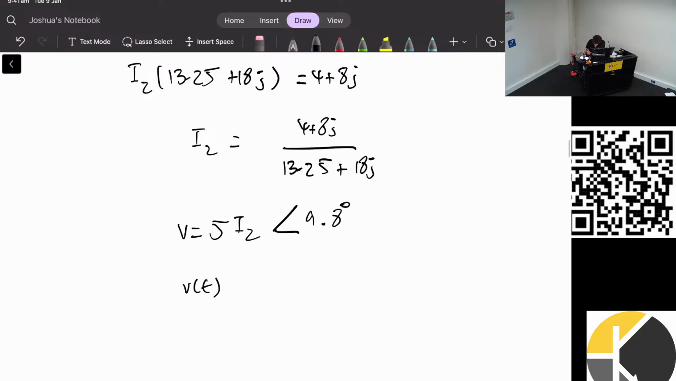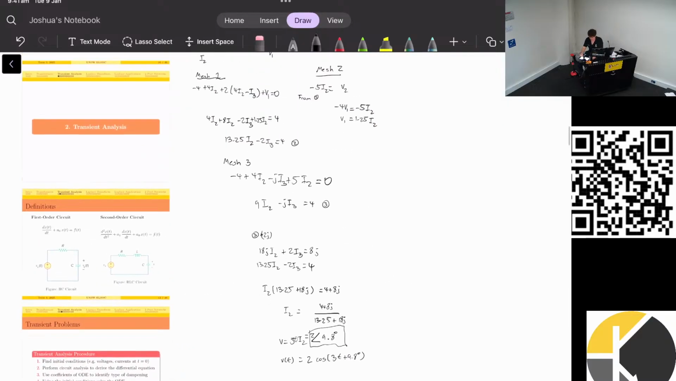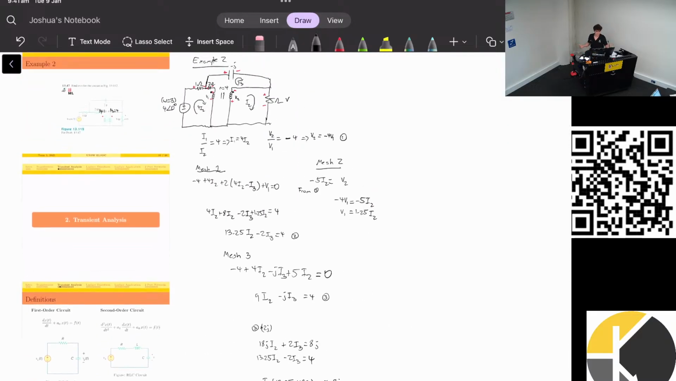And we are quite familiar with this. We just get V of t equals 2 cosine of 3t plus 9.8 degrees. That's our answer in phasor form. And that's it with my section. If anybody has any questions.